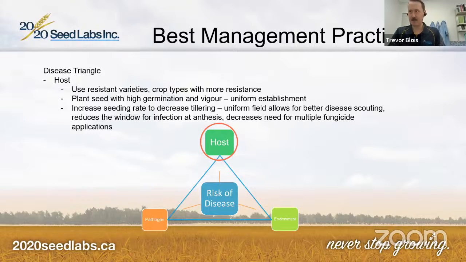And increasing that seeding rate decreases the tillering. And again, uniform field, this allows for better disease scouting, and really importantly, reduces that window for infection at anthesis when the heads are flowering, right? And it decreases that need for multiple fungicide applications to control disease.